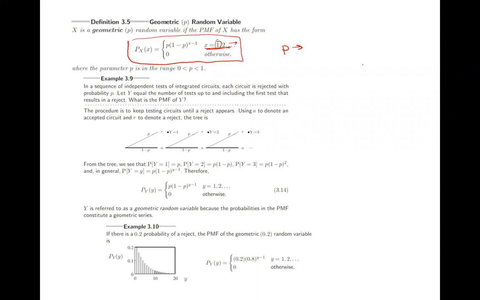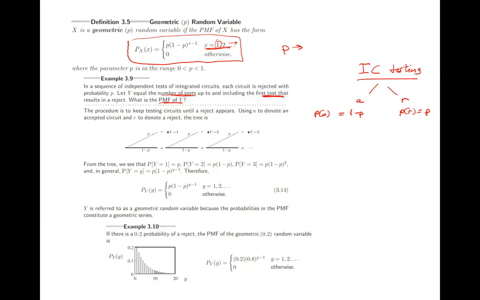We have the IC testing again. This is a very classical example that we have been using in this course. We test whether chips are accepted or rejected, and here the rejection probability is given. So the probability of rejected is P, then accepted is going to be 1 minus P. Now, what is the PMF of Y, if Y is the number of tests up to the first reject?